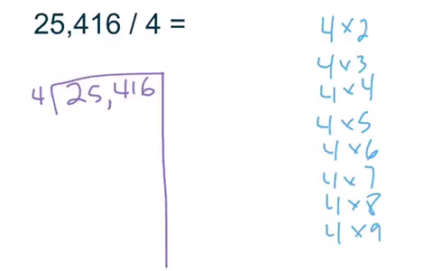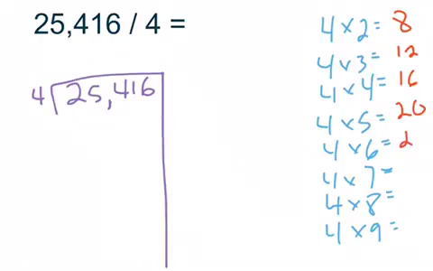Now, if you already know your math facts, the toolbox might not be necessary. It might just be something that you know off the top of your head, which is fabulous. But if you don't know your math facts, use your toolbox and just write your math facts down real quick. 4 times 2, 8. 4 times 3, 12. 4 times 4, 16. 4 times 5, 20. 4 times 6, 24. 4 times 7, 28. 4 times 8, 32. 4 times 9, 36.